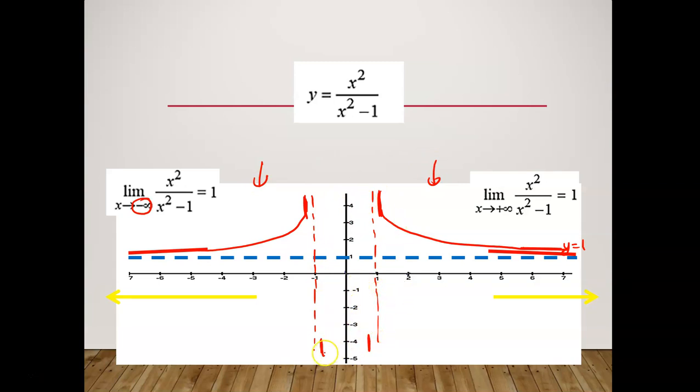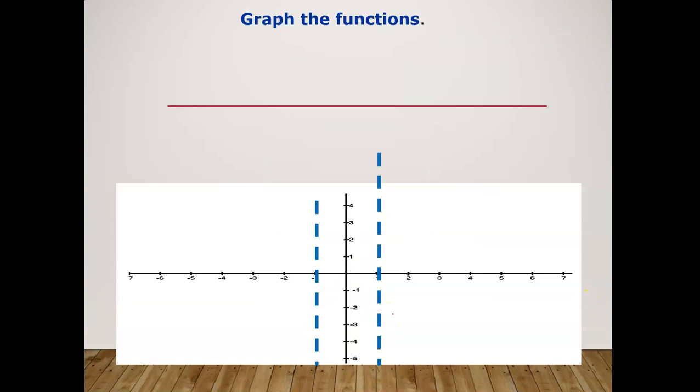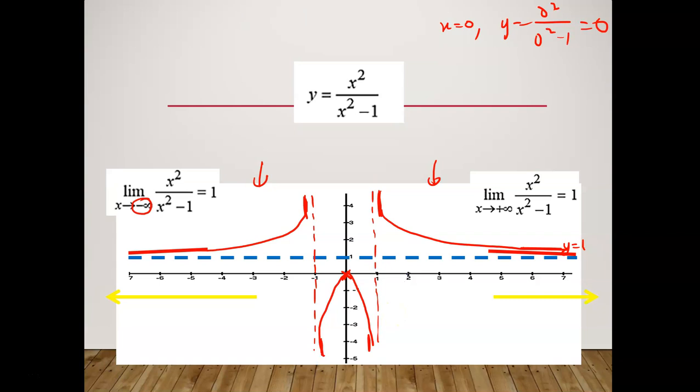Okay, so how will your graph look like? You can find randomly one point of intersection here. For example, when x equals 0, your y will be 0 squared over 0 squared minus 1, which will be 0. So you have one point of intersection at the origin. So you just continue the line. So this is the graph. This is the graph. Yeah.